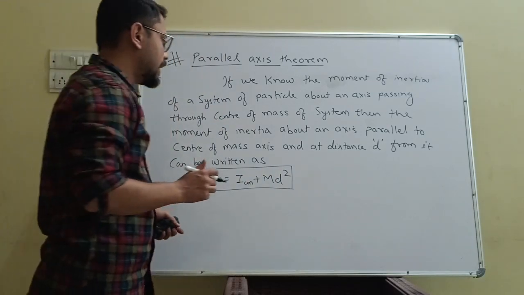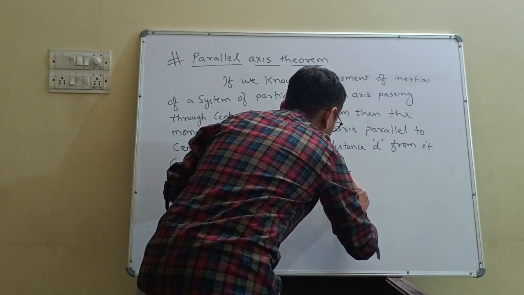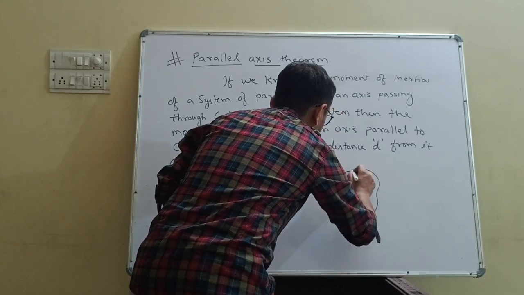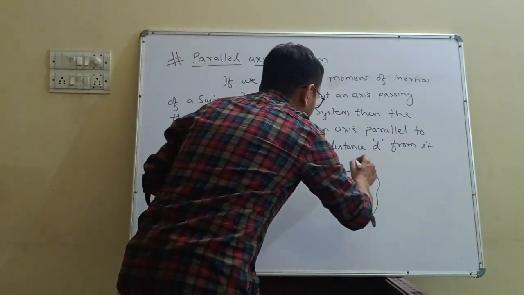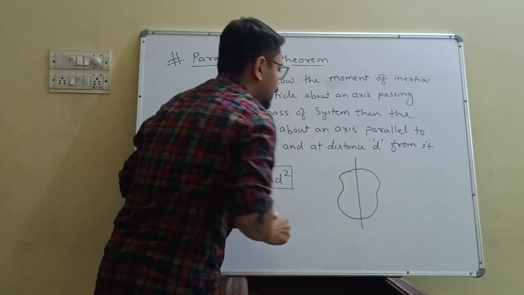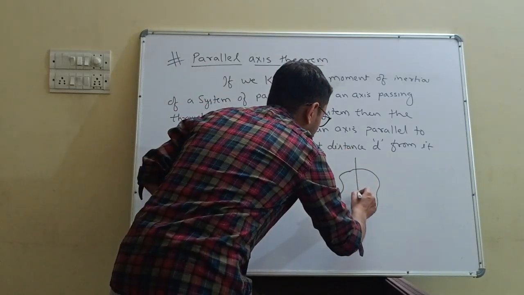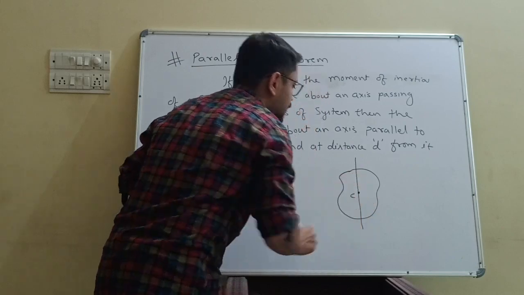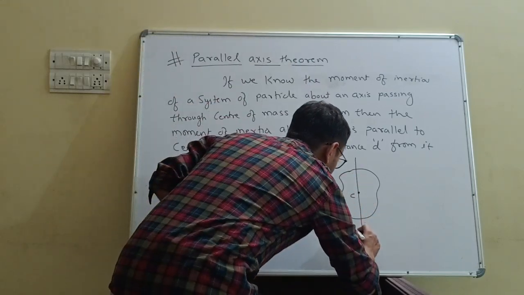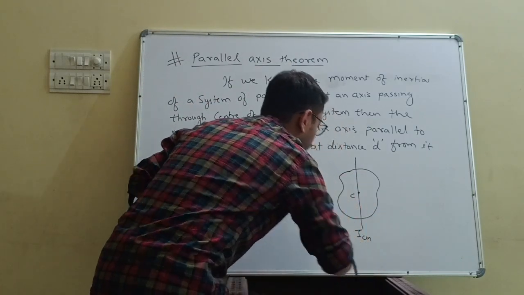I'll define. Let us say I take this body. It can be of any random shape. I know the moment of inertia about an axis, let us say this is passing through the center of mass of the body. This is center of mass C, and I know the moment of inertia about this axis, ICM.